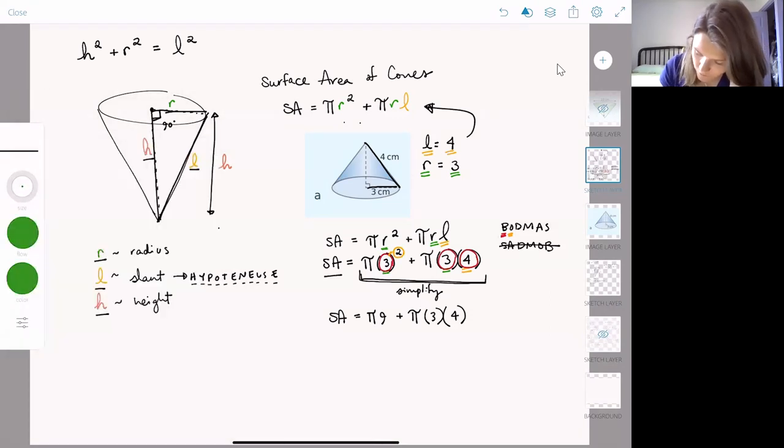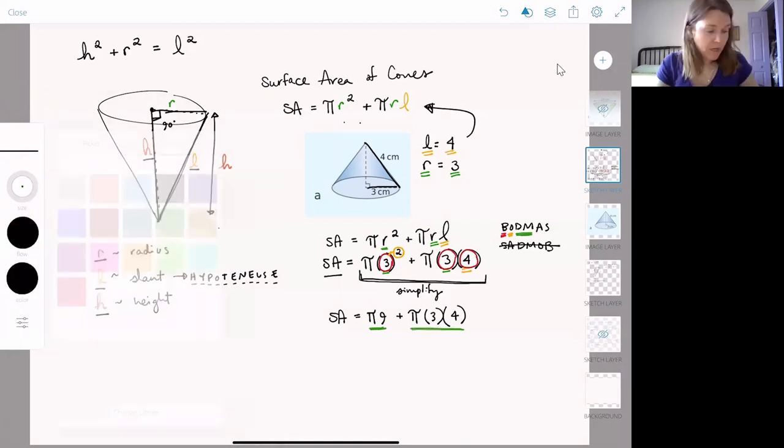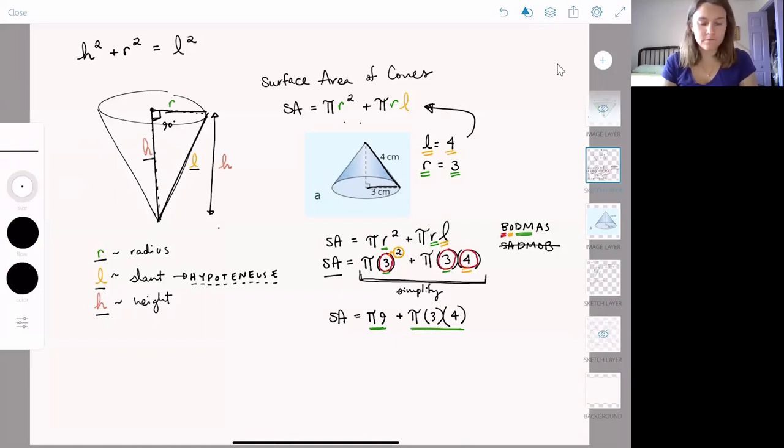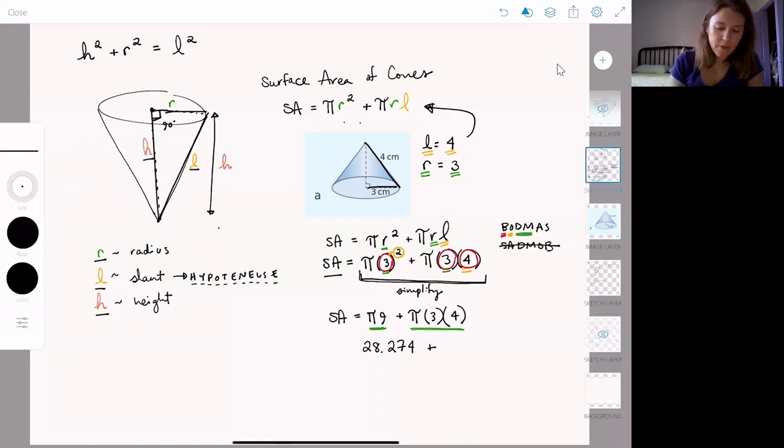Okay, well now I've done my exponents. I want to move on to multiplication and division. Looking here, I want to multiply these two numbers together, and I want to multiply these three numbers together to see what I get. 9 times pi equals 28.274. Pi times 3 times 4 equals 37.699.